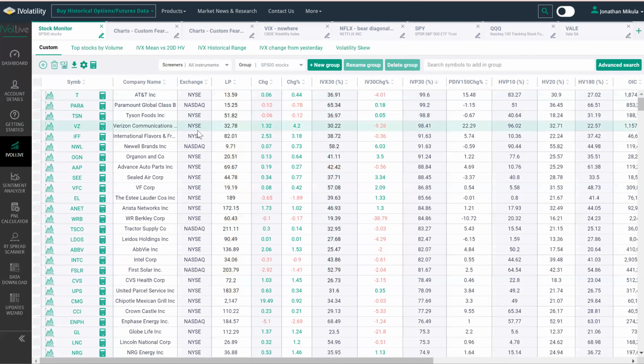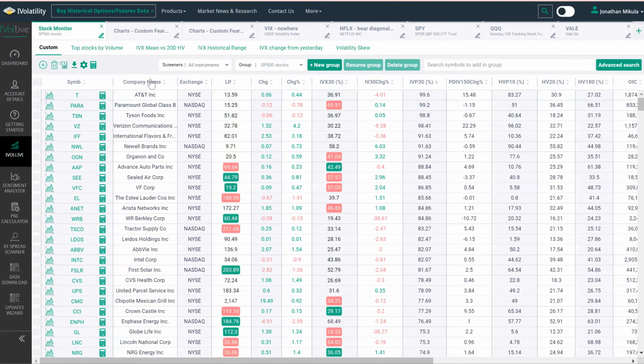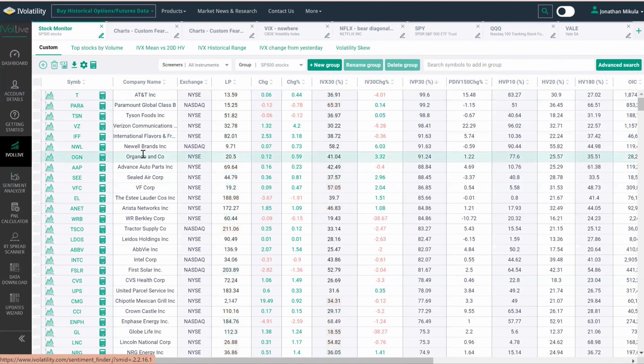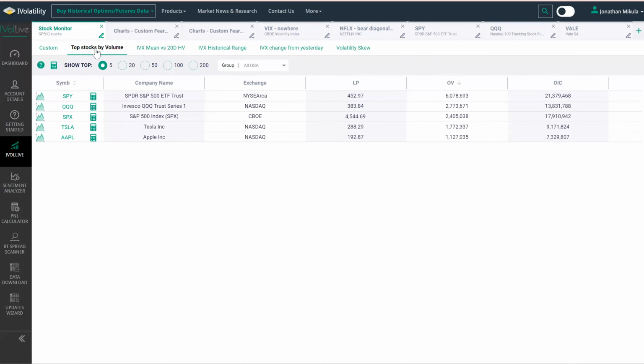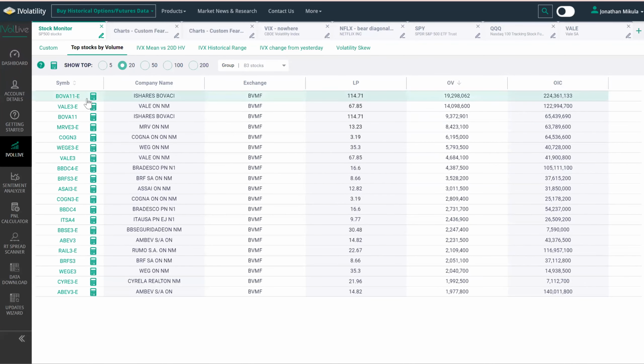So again, as I'm looking for potential ideas to then run through the sentiment analyzer, one of the first things I do when I come to Ivo Live is a quick preset scan. These are not custom scans, these are preset scans, so they're super simple. All you have to do is click on them and they'll automatically run against a certain group. So this is all USA. We did just add Brazilian Stock Exchange. So now, with a couple mouse clicks, I see the top 20 names in Brazil by volume.